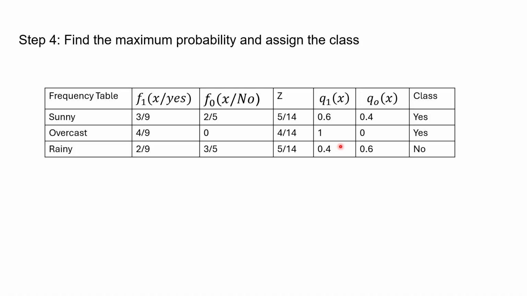And for the last category, that is rainy, Q1 of x is 0.4 and Q0 of x is 0.6. So here it is observed that Q1 of x is less than Q0 of x. So obviously the class falls under the 0 category, which is nothing but the no class. So thus, using Bayes' theorem, based on the posterior probability values, the maximum of the posterior probability is assigned to a particular class label.